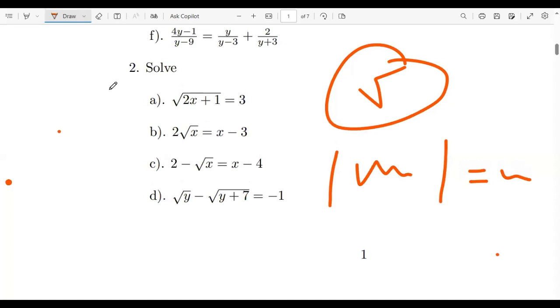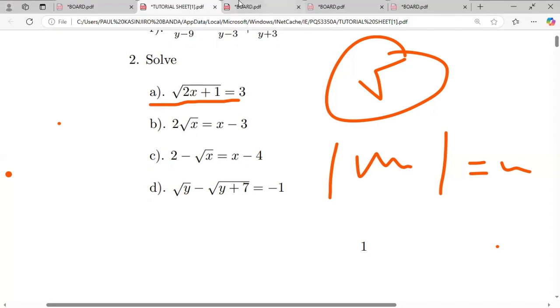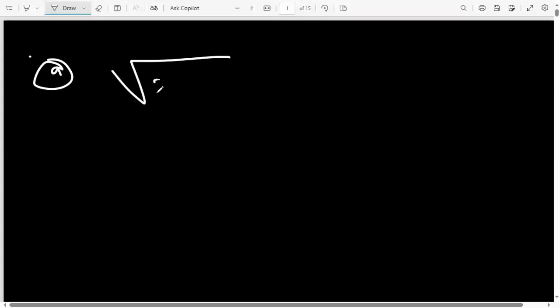We start from question number 2. And our first question here, we've been given: solve the square root of 2x plus 1 equals 3. So our primary goal here is to find the value of x. How are we going to find that value of x? Let's see how we do it on our board here. So we are solving A, which has the square root of 2x plus 1 equals 3.